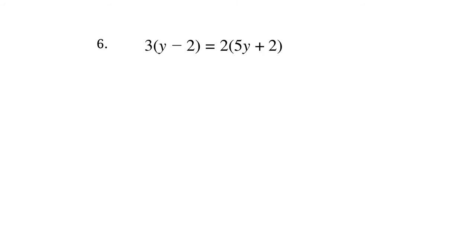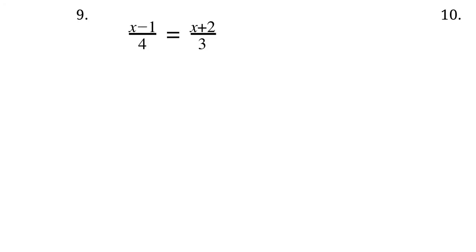Now what happens if you come across a question like this? What you first want to do is get rid of your brackets. Once you get rid of the brackets, by distributing that 3 into the brackets and then distributing this 2 into the brackets, you'll be able to collect like terms and then isolate your variable.